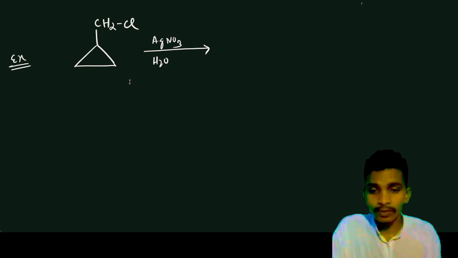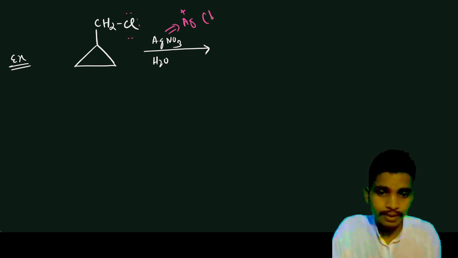Now it's the same thing with this. Here AgNO3 is there. AgNO3 means Ag plus is there, and what will this Ag plus do? This chlorine is there. This is the Lewis acid.